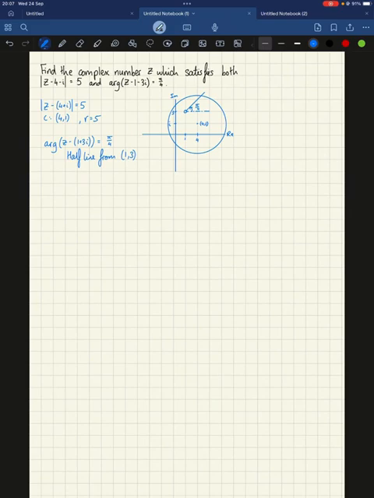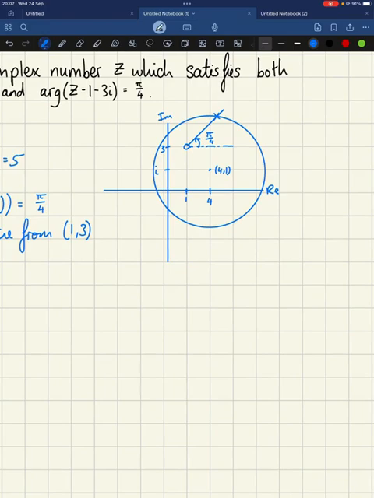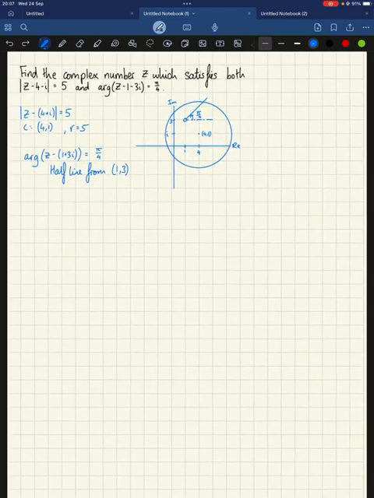So now, find the complex number z which satisfies both this and this. Well, where it satisfies both is this point of intersection over here. So what we have to do is solve for the point of intersection. Right, so we know the circle centered 4, 1 has radius 5, so the equation of the circle is x minus 4 squared plus y minus 1 squared is equal to r squared, which is 25. Now the straight line is going to be like simultaneous equations, so we find the equation of the straight line, substitute it into here, find our x and y values, and then find the complex number with those x and y values.